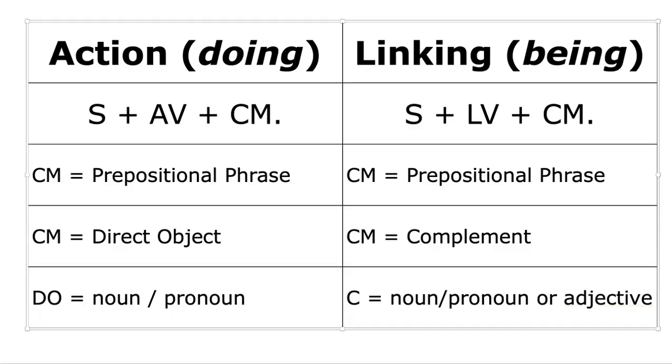On the other side, we have linking verbs. If our complete meaning is not a preposition, it's probably a complement. Now remember, a complement can be a noun or a pronoun, or it can be an adjective. And remember, a direct object is never an adjective. Now let's see if we can apply what you've just learned.